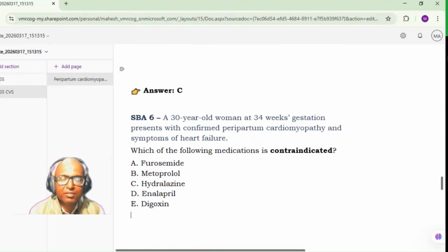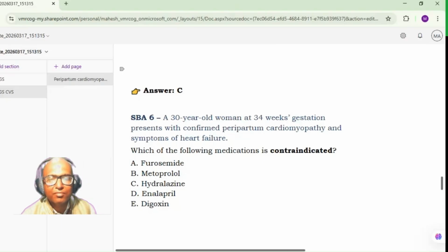A 30-year-old woman at 34 weeks gestation presents with confirmed peripartum cardiomyopathy and symptoms of heart failure. Which of the following medications is contraindicated? Very difficult question. At 34 weeks, yes, ACE inhibitors are contraindicated.